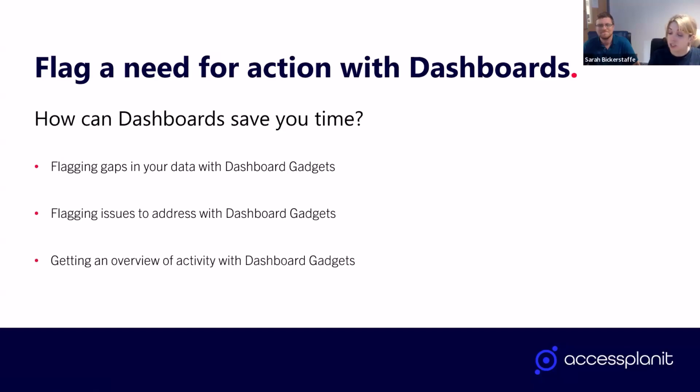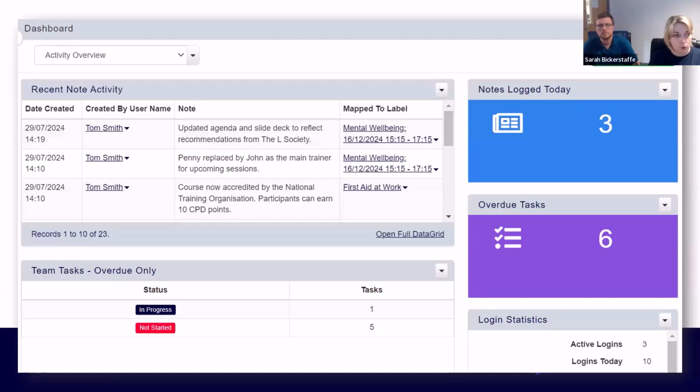And then finally, just getting an overview of the activity on your dashboard. So this one is nice, broad. We've got our recent note activity, so the new notes that we've created. And you can see I've created 3 notes today. Then we have another statistic gadget showing our overdue tasks.